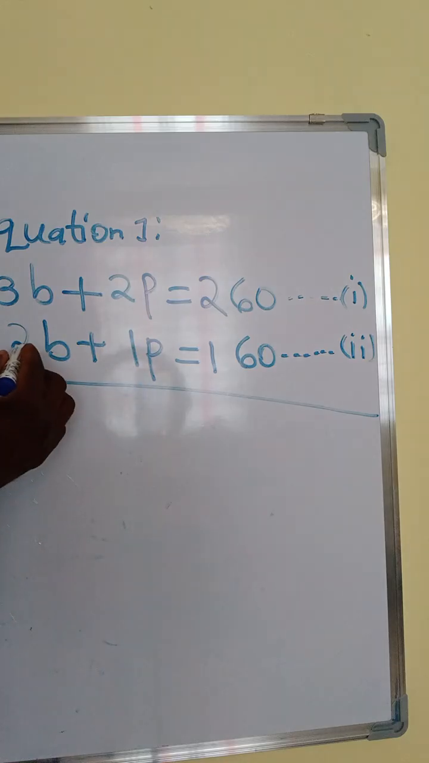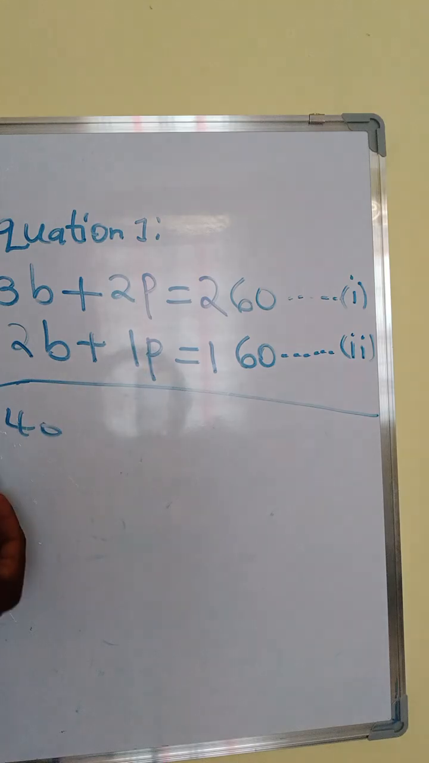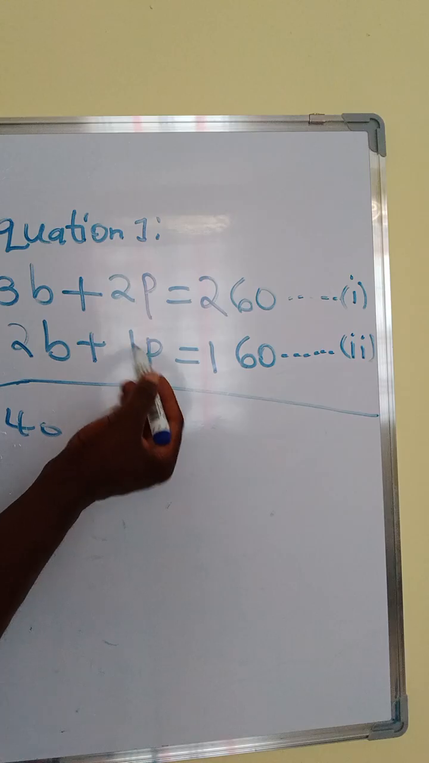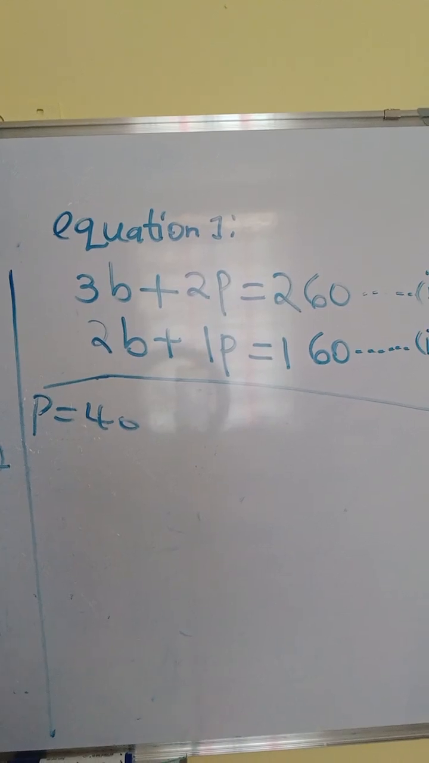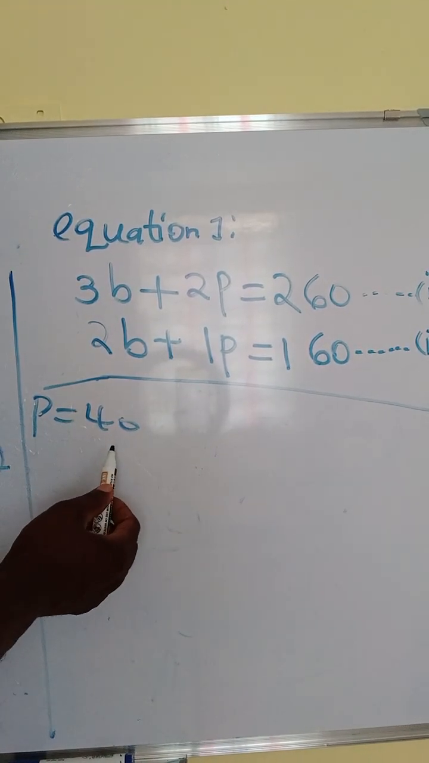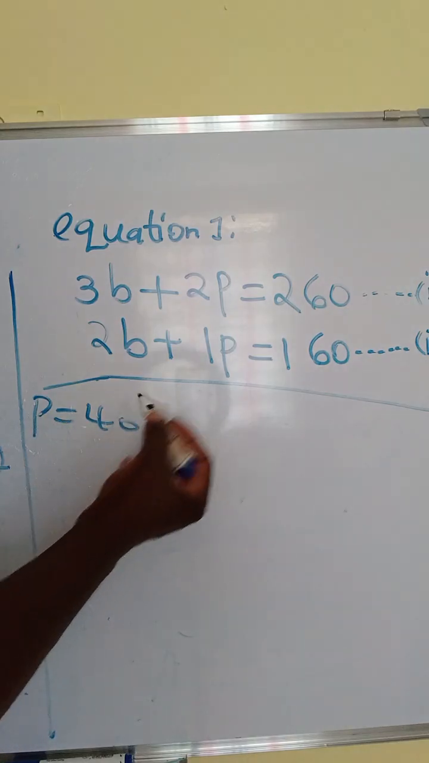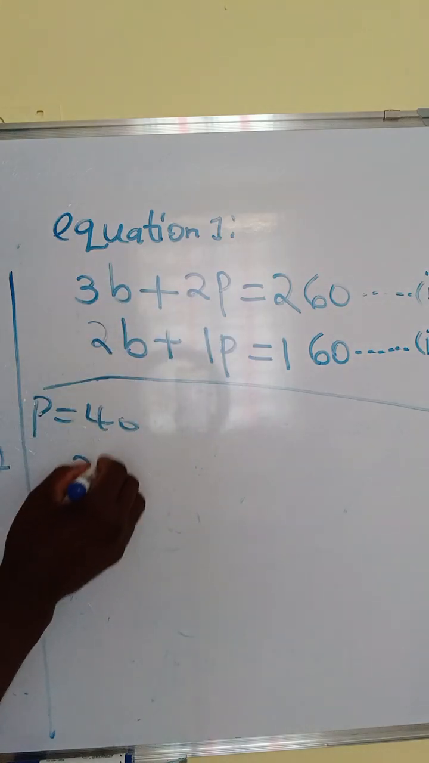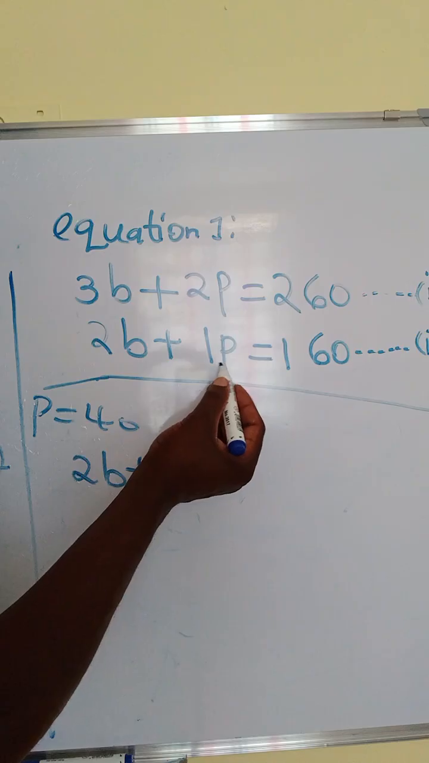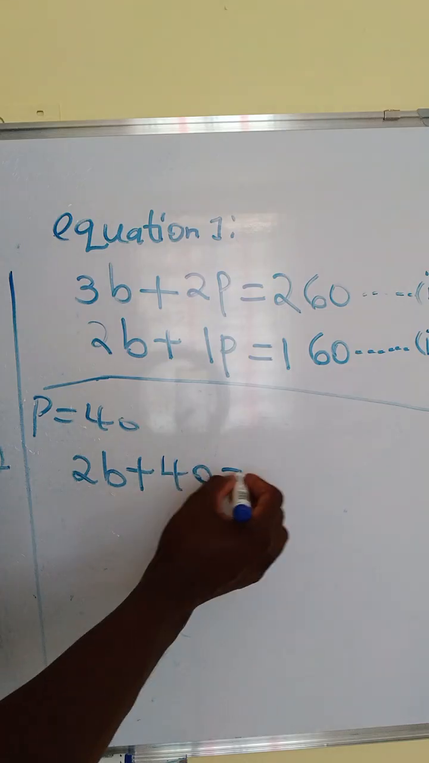Now, I'll come and say 2b plus 1p, which is now this p alone is 40. So I replace p with 40 because p is equal to 40. Where there is p, I just replace it with 40. I already have the value of p, so you don't need to calculate it again. I just say 2b plus 40 because it is just 1p. 40 by 1 is 40. So 2b plus 40 equals 160.